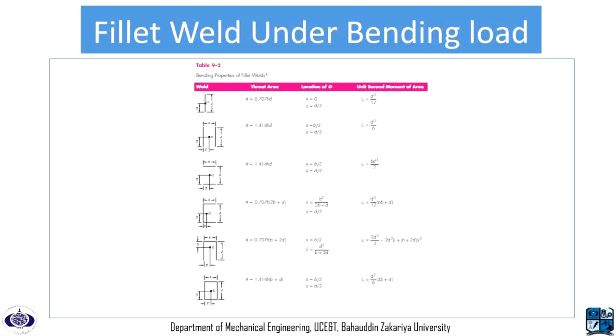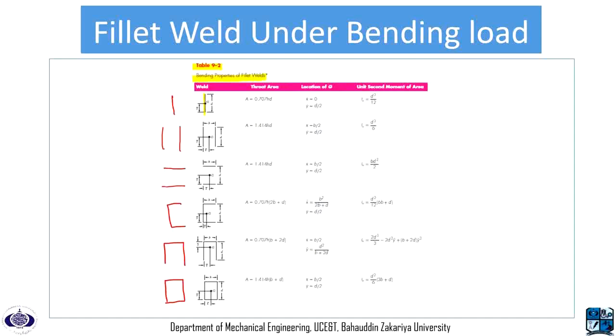So here we have Table 9-2, and it has bending properties for fillet welds, and just like a torsional load, it has different weld profiles. The first one is a single line profile. This is a double line profile. The third one again is a double line profile, but it is different from the second one. Then we have a 3-line profile, a 3-side profile, and then we have a rectangular profile.